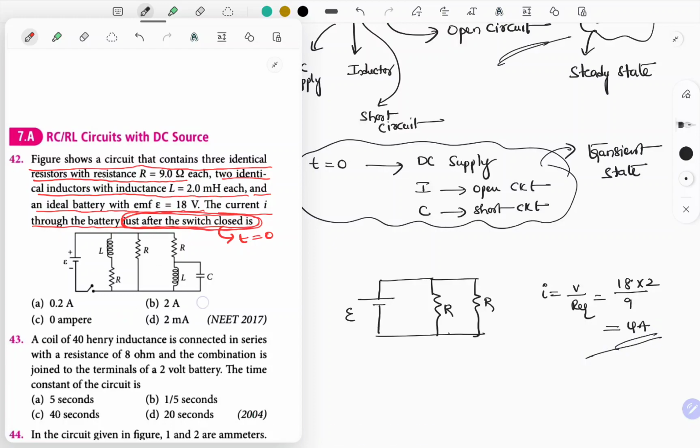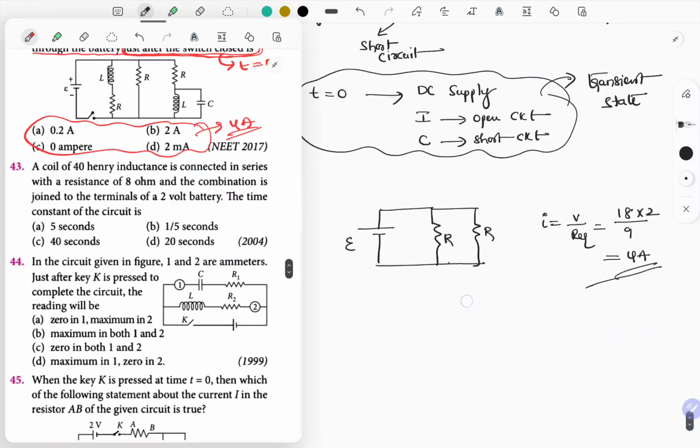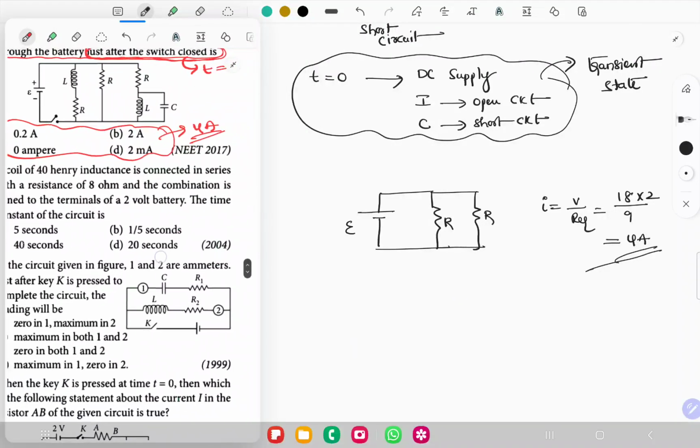So there is no such option. Actually, one of the options must be given as 4 ampere. Options given wrongly. Okay. Next, question number 43. Hope you understood. Let's try another one.